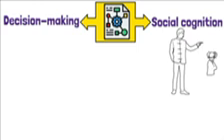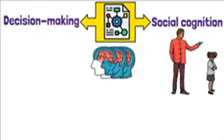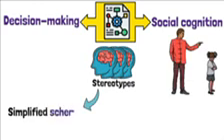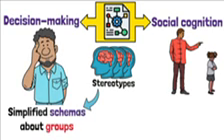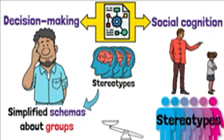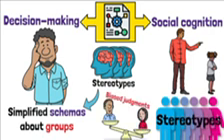Schemas also play a role in decision-making and social cognition. They affect how we interpret others' behavior, often through stereotypes, which are simplified schemas about groups. While schemas enable efficient thinking, they can also perpetuate stereotypes, leading to biased judgments.